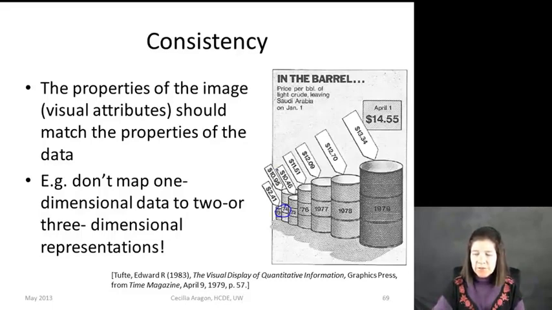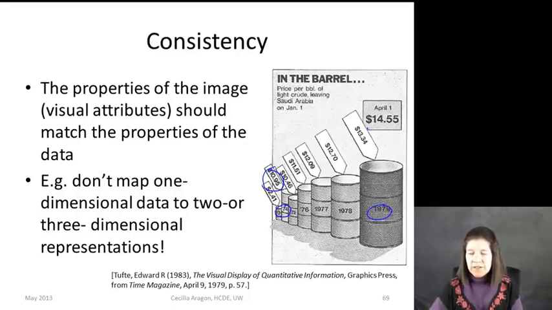Look at 1974. The price is $10.95. And then for 1979, the price is $13.34. Well, this is less than a 30% increase. And yet, the 1979 barrel looks significantly larger than the 1974 barrel. So clearly, this is an inconsistent representation. The three-dimensional representation is implying something false about the underlying data.